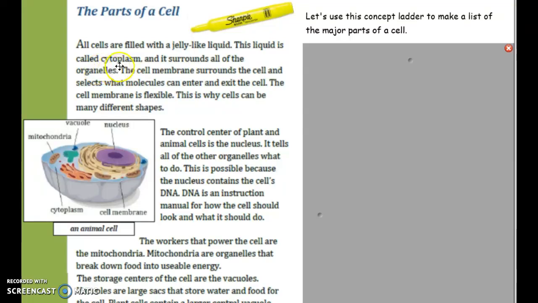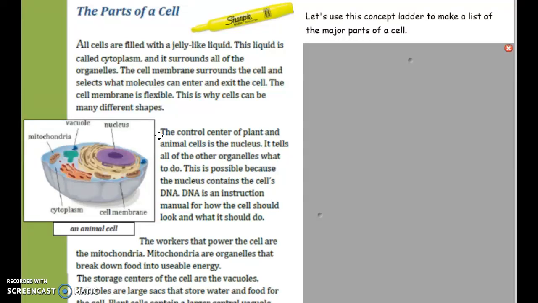This liquid is called cytoplasm, and it surrounds all of the organelles. The cell membranes surround the cells and select what molecules can enter and exit the cell. The cell membrane is flexible. This is why cells can be many different shapes. The control center of a plant and animal cells is the nucleus. It tells all of the other organelles what to do.